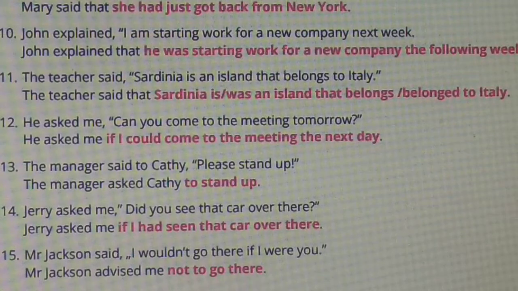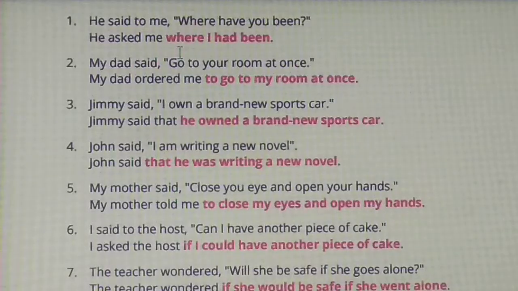Jerry asked me, did you see that car over there? Jerry asked if I had seen that car over there. That's a change that happens. You changes into I. Mr. Jackson said, I won't go there if I were you. Mr. Jackson advised me not to go there. Why advise? Because he's advising somebody. So therefore, the word advise has been used.